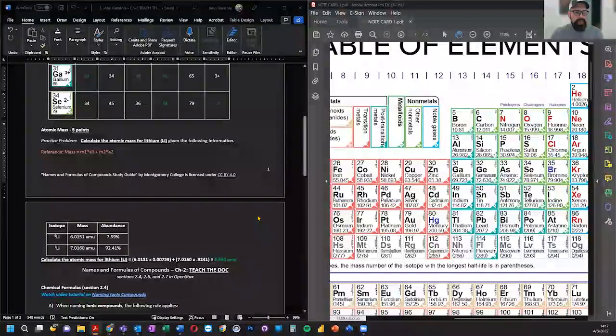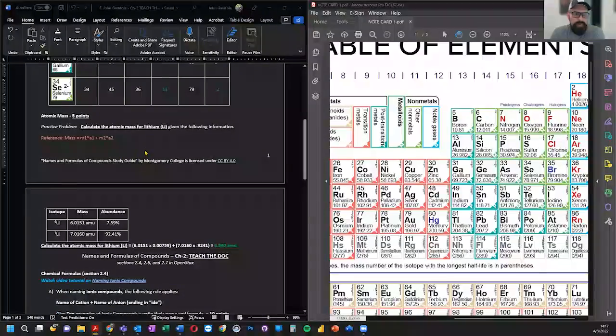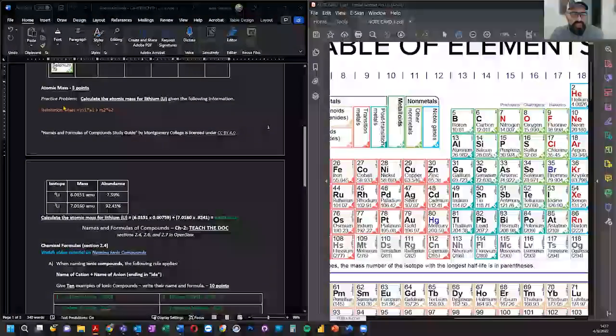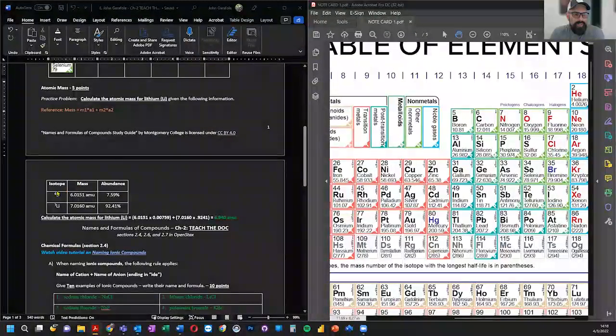Moving on down, practice problem: calculate the atomic mass for lithium given the following information. I threw that in as reference for the calculation factor. So we're given 2 mass and abundance figures here for lithium. The calculation to identify the atomic mass for lithium is to take the mass times the abundance plus the mass times the abundance of another value. Since we have 2 values here, we'll go ahead and plug the data in as such.